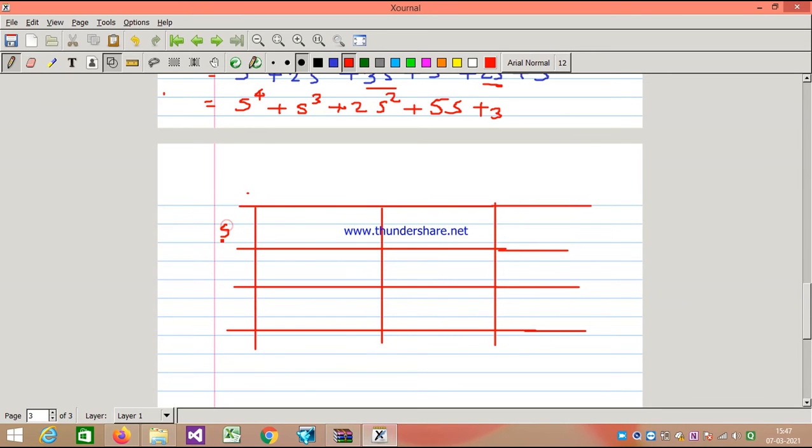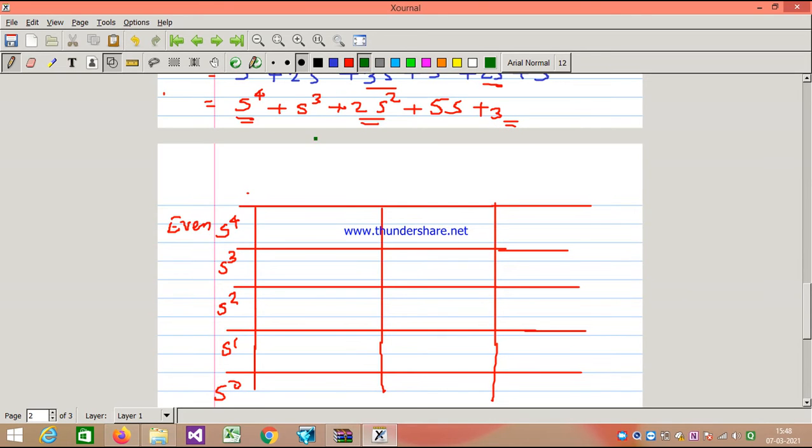Okay, so s raised to 4, s raised to 3, s raised to 2, s raised to 1, and the last one is s raised to 0, right? What is s raised to 4? S raised to 4 is even. Even means all even terms, that is s raised to 4, s square, and s raised to 0.